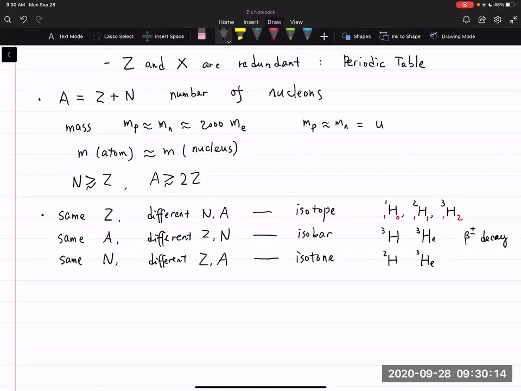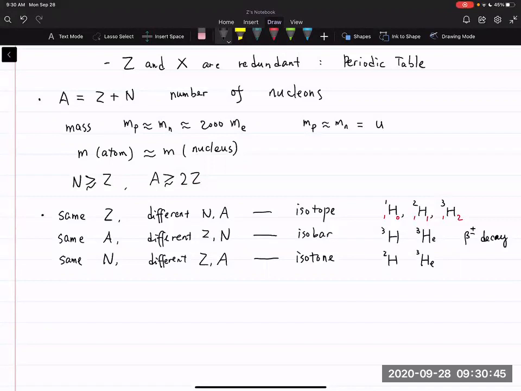So deuteron and helium-3 have the same number of neutrons, one neutron, but different Z. Deuteron has one proton, and helium has two protons. That's why they're called isotones. This is used less commonly than the other two. Of course, isotope is the most commonly used.